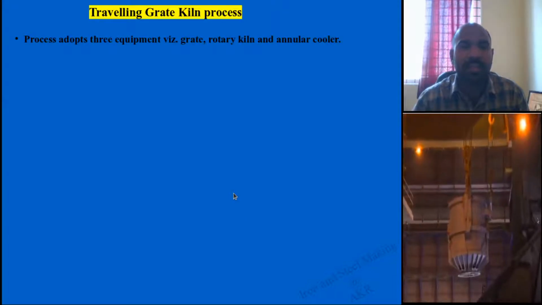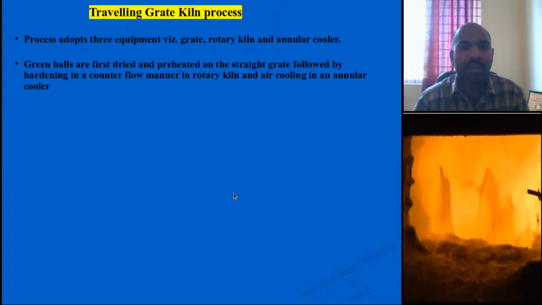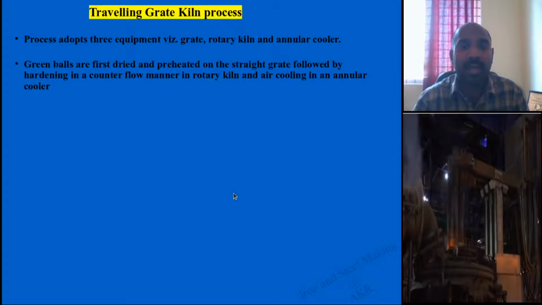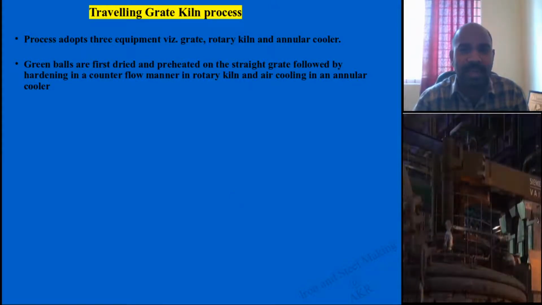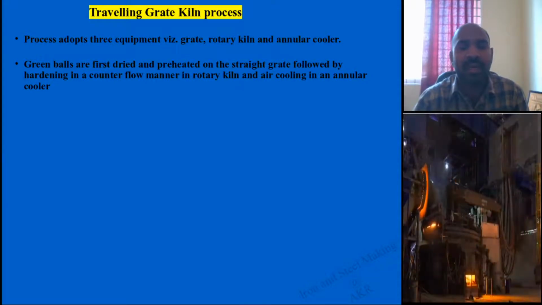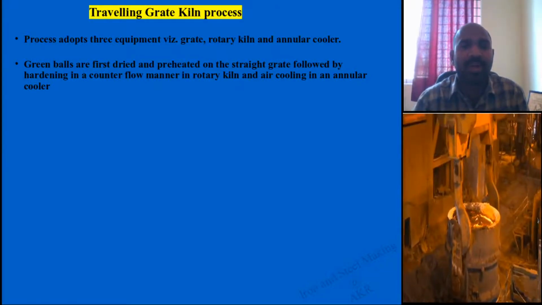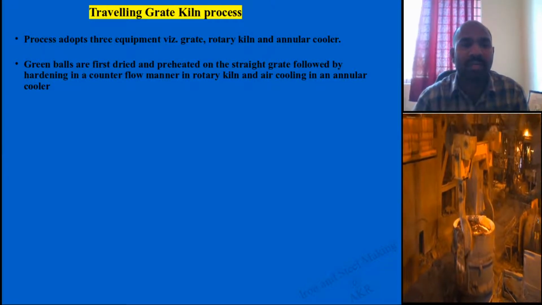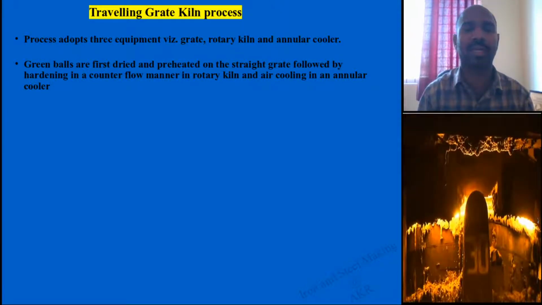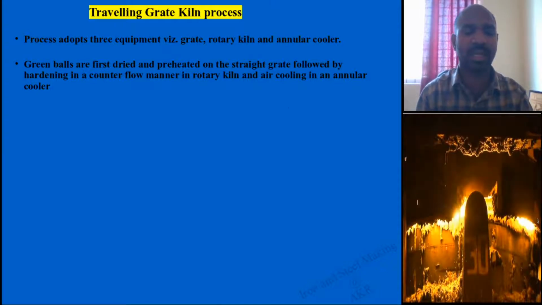The process mainly consists of the traveling grate, rotary kiln and annular cooler. These are three important parts. Initially you will be producing the green pellets, followed by the preheating section, then hardening in the rotary kiln. Finally you will cool it using the annular cooler.